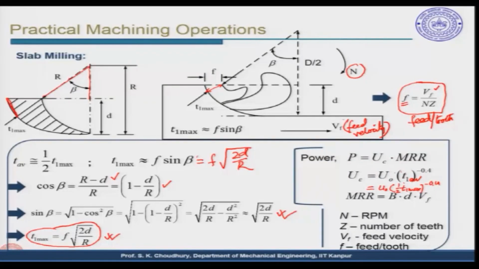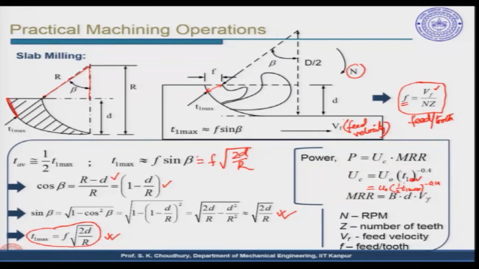Now, the U0, once again I will remind you, is called the specific energy coefficient or the specific energy constant, and it can be defined as the specific energy required to remove 1 millimeter of the T1. T1 is the uncut thickness. So, here in this case it will be the average uncut thickness.